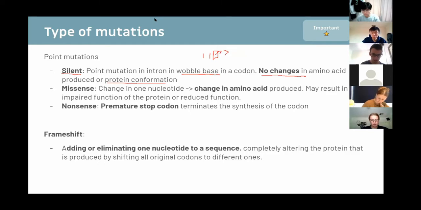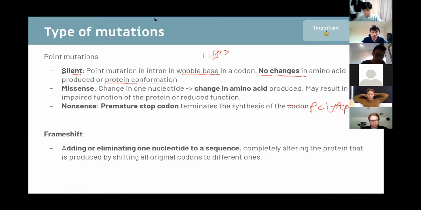A nonsense mutation is when there's a premature stop codon that terminates the synthesis of the polypeptide. I'll fix that up before we publish these slides. It means some mutation has made the triplet codon read as the stop codon that's going to bind a release factor while the mRNA is bound to the ribosome, and you're going to have an incomplete protein conformation, and that protein is not going to be functional, essentially.